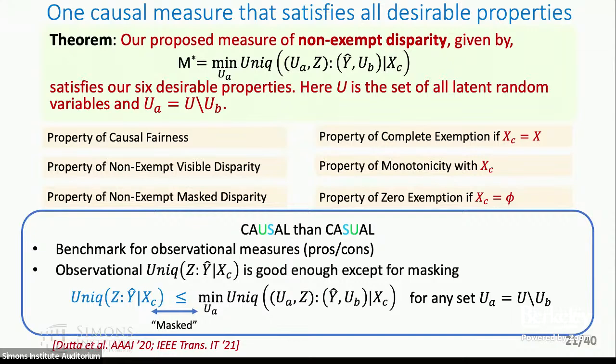But then there are also upper bounds that are observational. So you could also remove more unfairness, but at the cost of falsely removing some dependencies or falsely accounting for certain dependencies. I don't know if that was your question. Yeah. Okay.